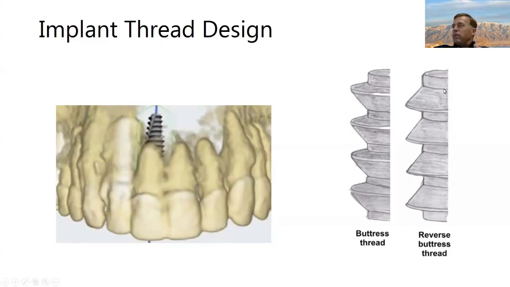On the other hand, if we use a reverse buttress thread like this, it's pushing on the bone and loading it compressively, so it's creating a more favorable situation for us. So even deciding on the thread design of the implant we're using has implications for the success of your case.